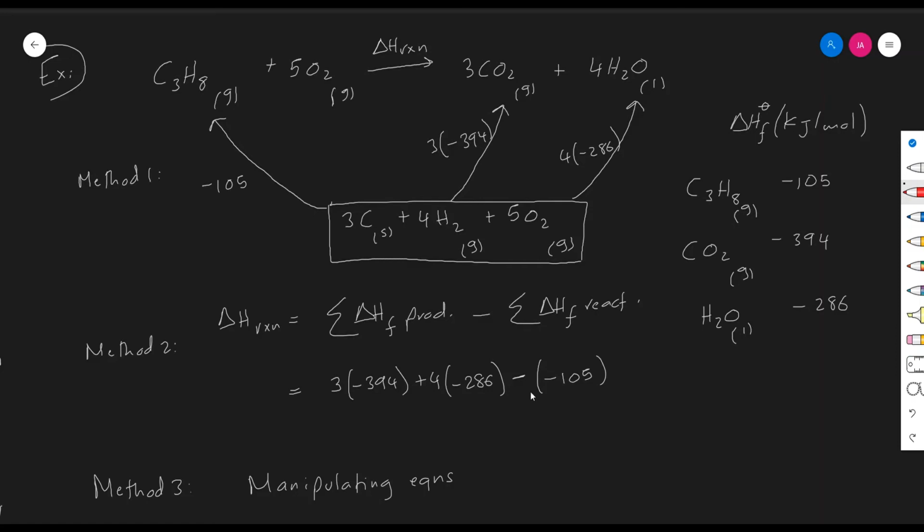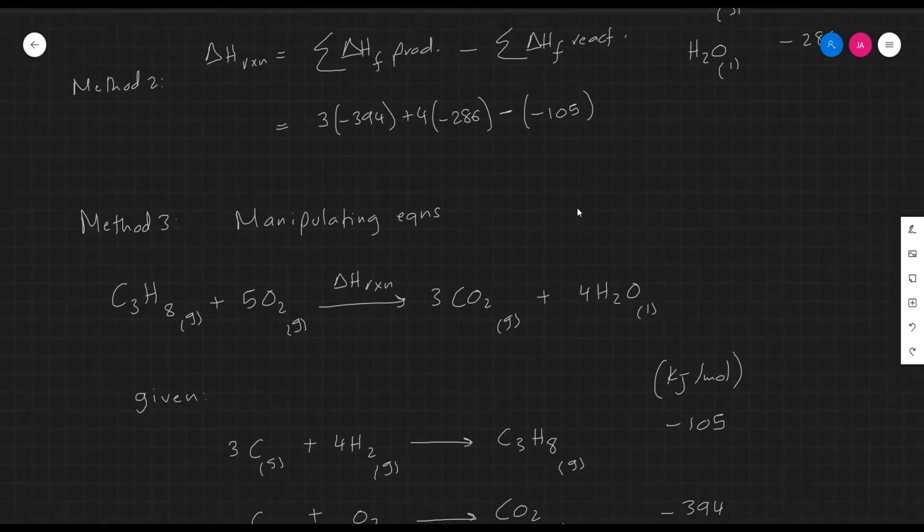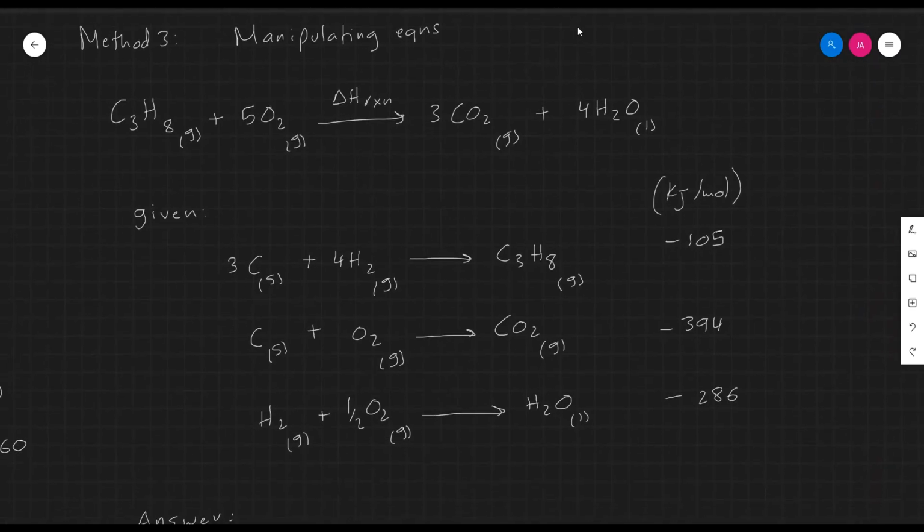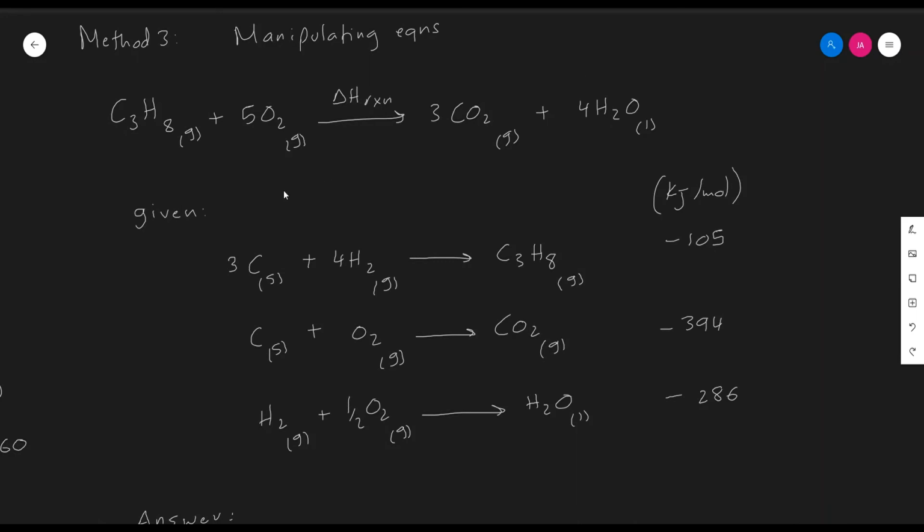This same question can be given in terms of manipulating equations, which I will cover down here to produce the exact same answer. Thus, in this equation, which is the exact same equation as above, we're given the enthalpy change of formation equations according to the definition per mole of C3H8, per mole of CO2, per mole of H2O from their elements, and their values are listed here. We need to manipulate these equations to form this equation above.